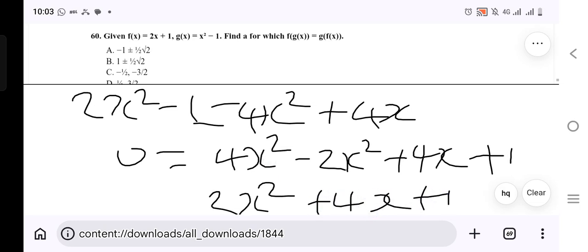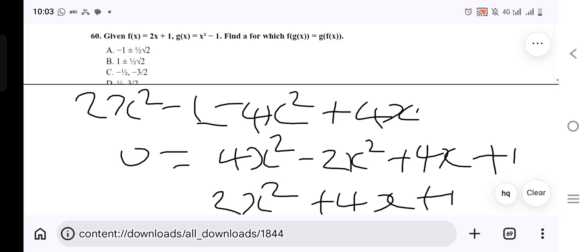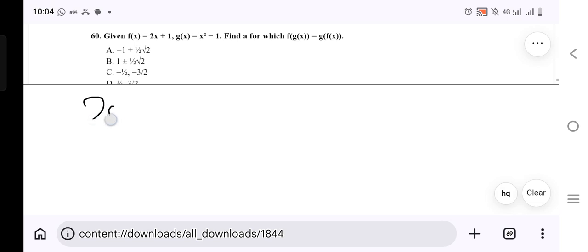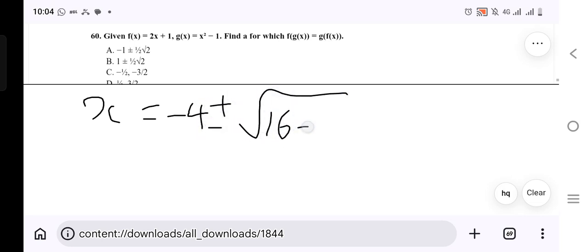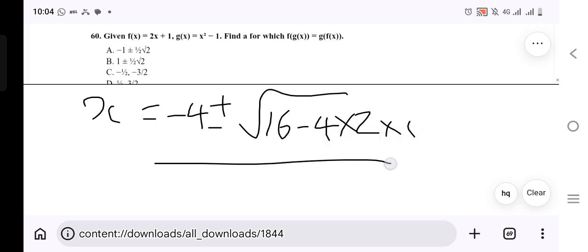So this is a quadratic equation, and I can use this stuff called the almighty formula. My a is equal to 2, my b is 4, my c is 1. So I'm going to say my x is equal to minus b, my b is 4, so that is minus 4 plus or minus the square root of b squared, that is 4 squared, which is 16, minus 4, my a is 2, my c is 1, all over 2a, my a is 2.